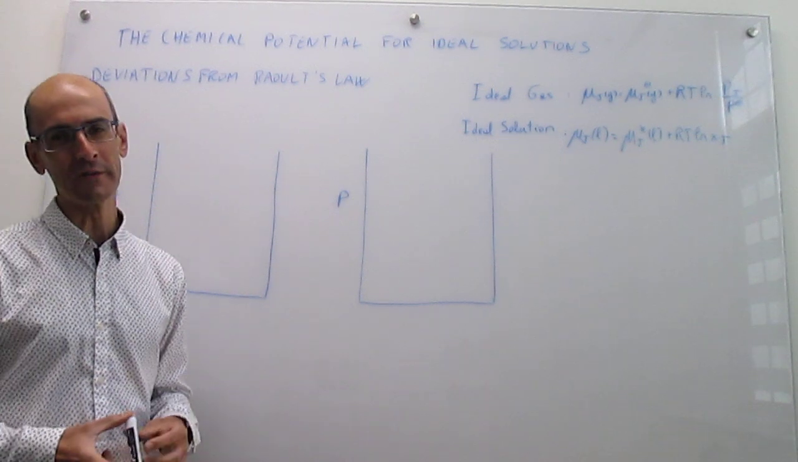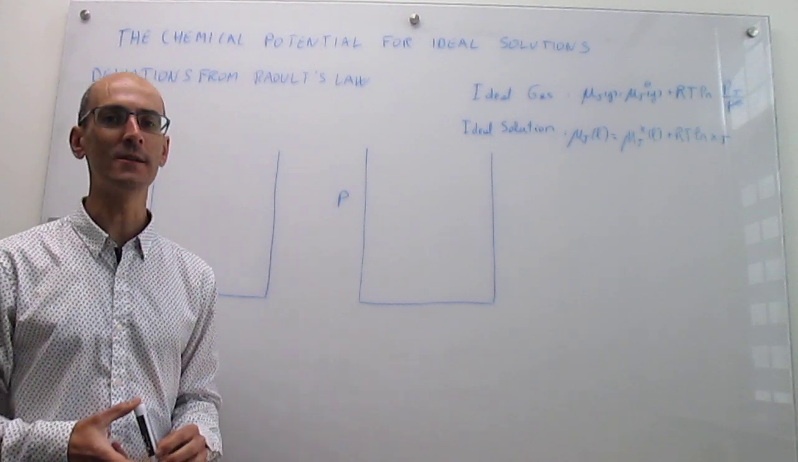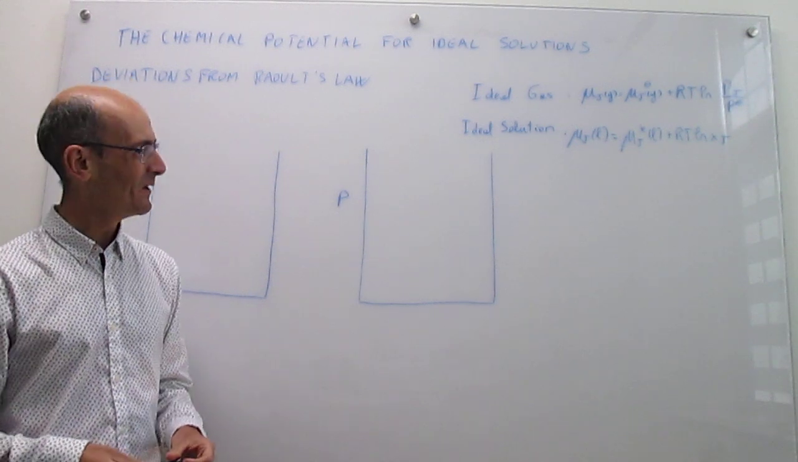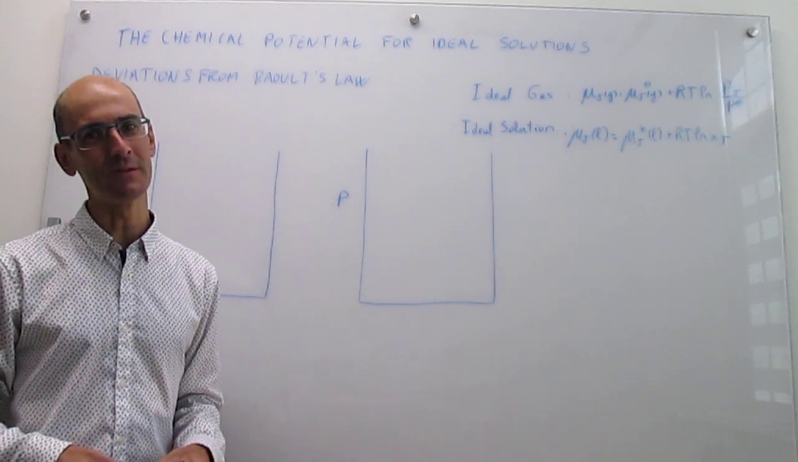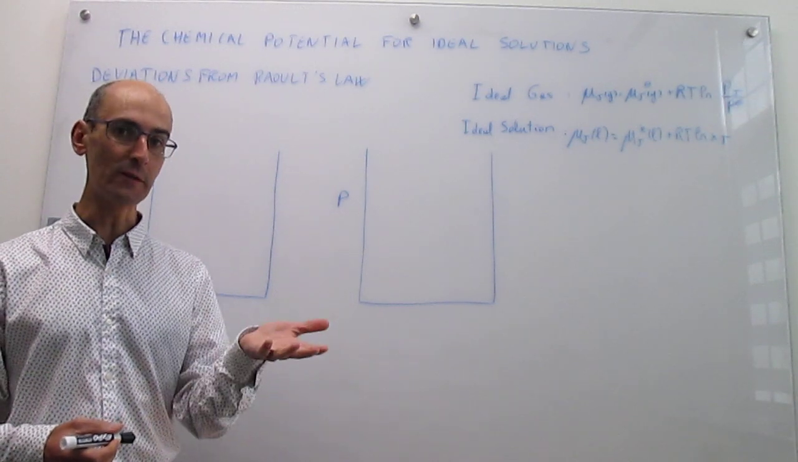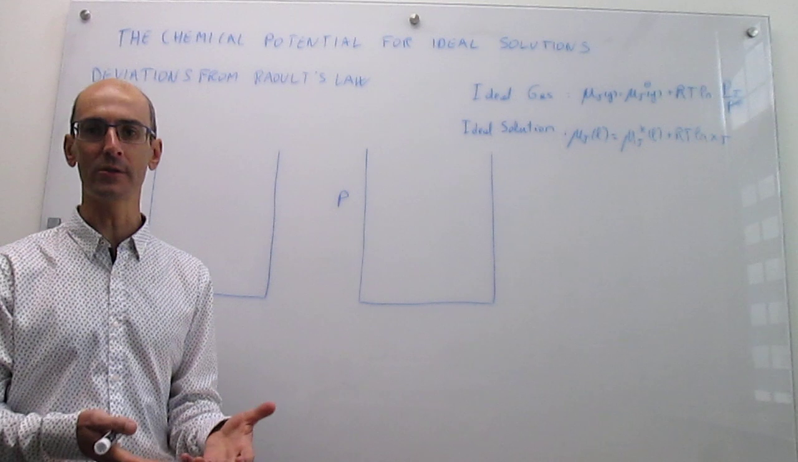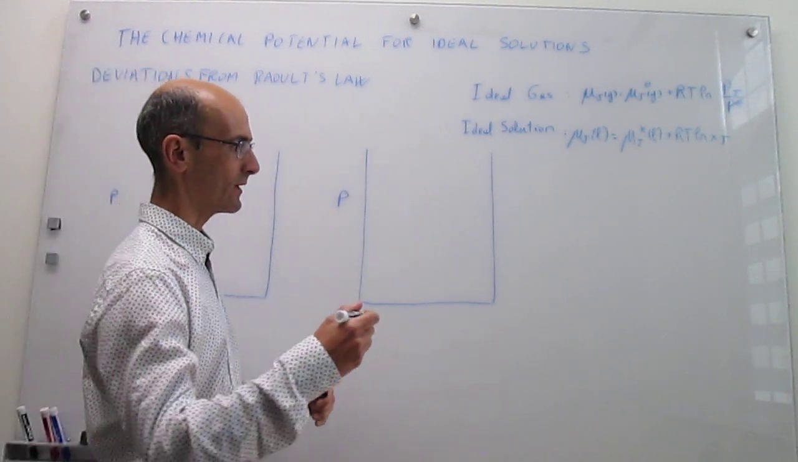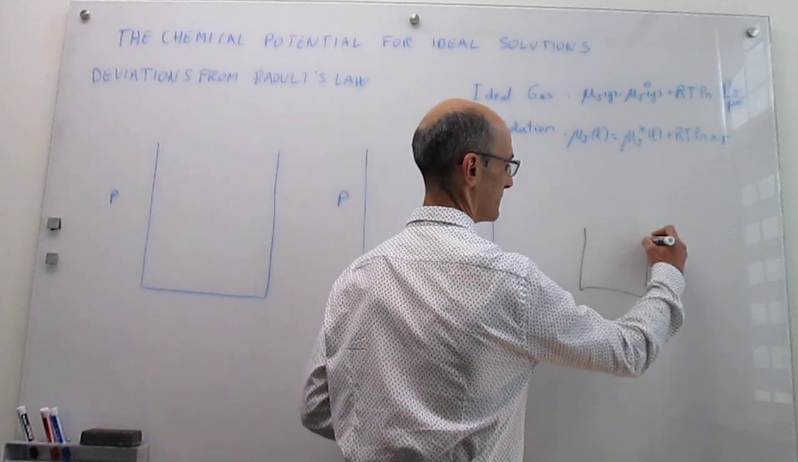In this video, we continue to learn about Raoult's law by examining deviations from that law. Raoult's law allows you to establish a relationship between the vapor pressure on top of a liquid and the concentration of the components in that liquid mixture. So what we're really examining here is as follows.